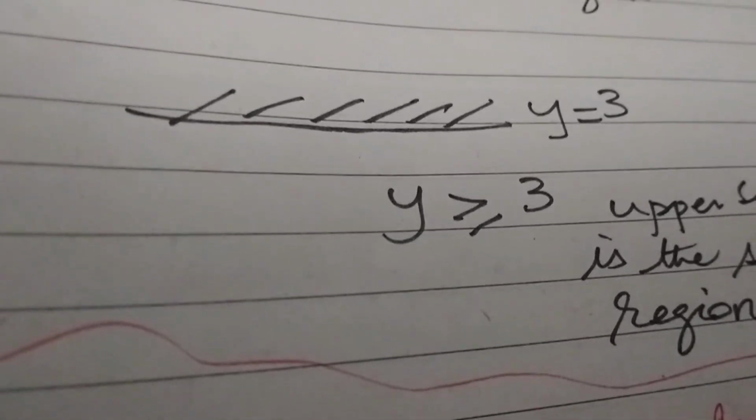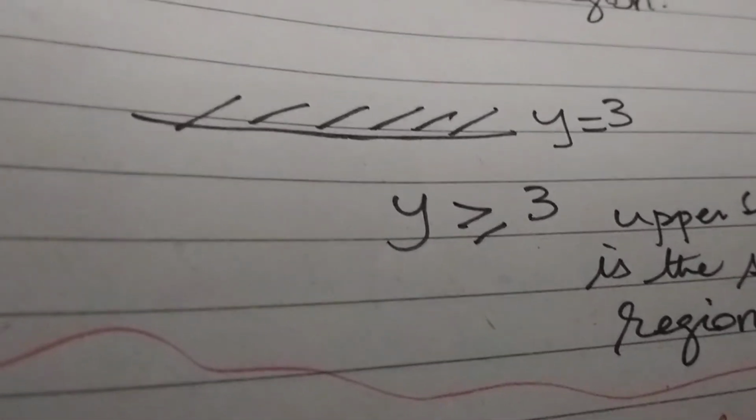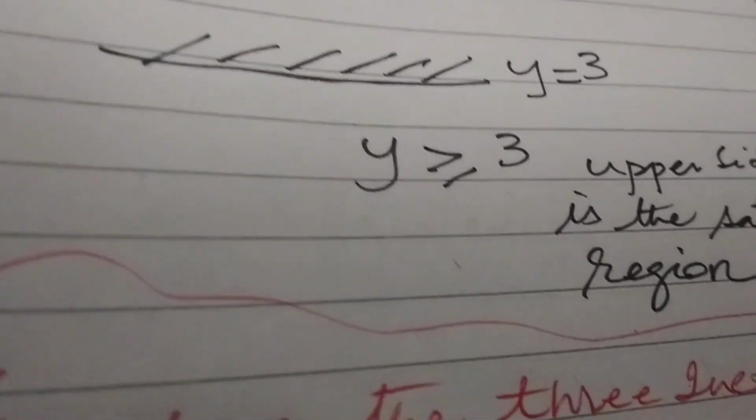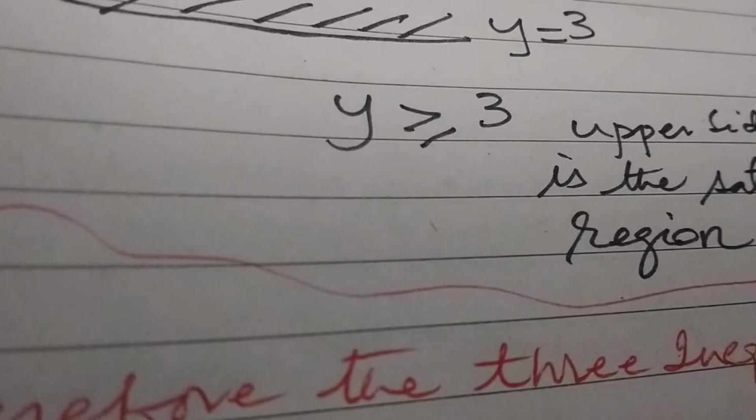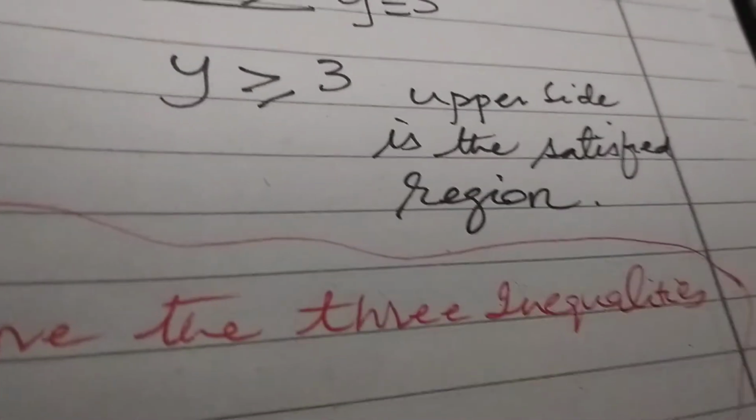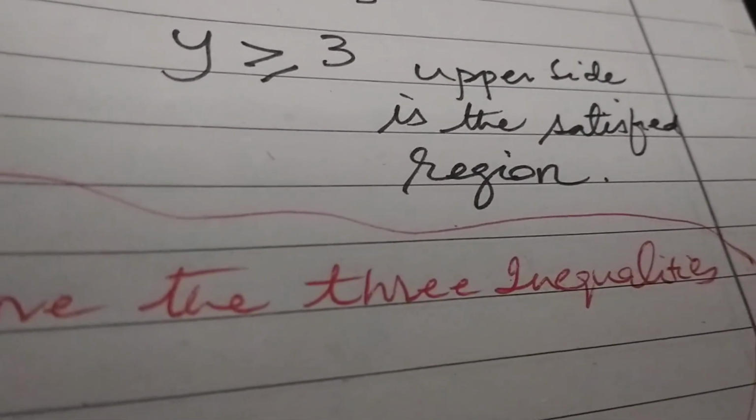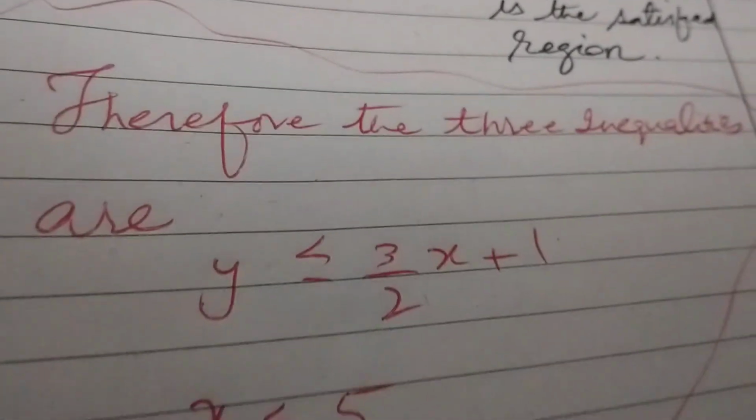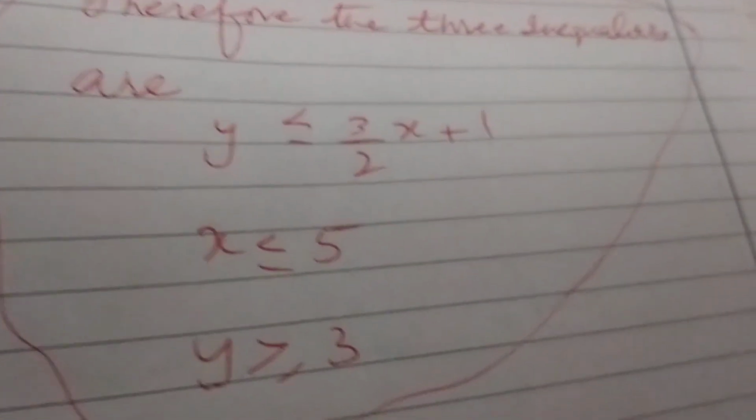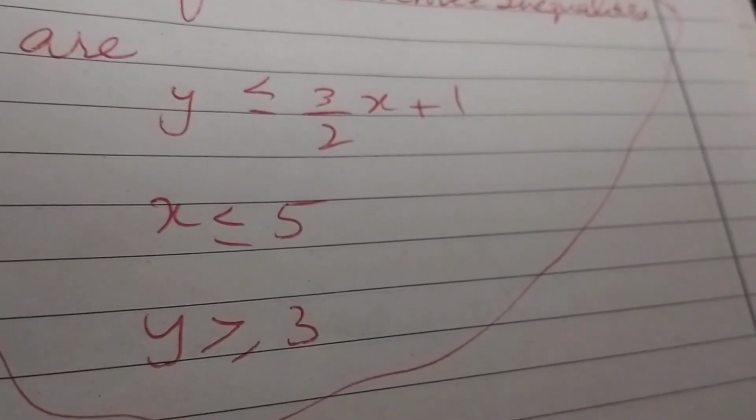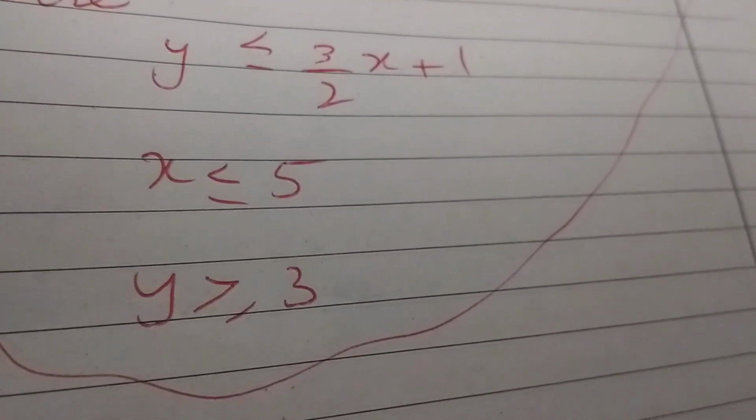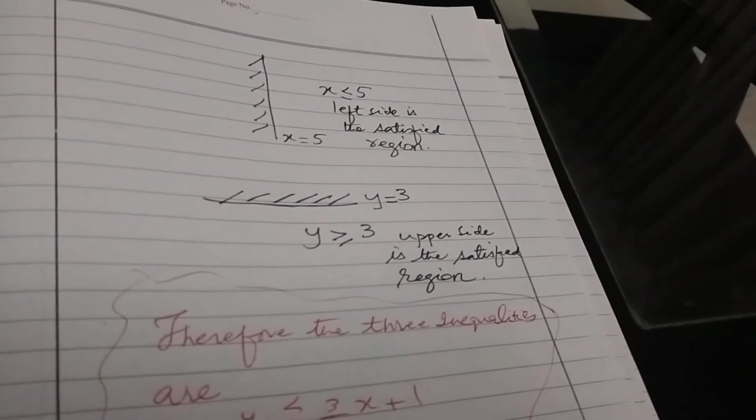And the third one, the upper side is shaded, so it means that all the values which are greater than y equals 3 will be part of your solution. So we say y is greater than or equal to 3. The upper side is the satisfied region, which includes all the values of y which are greater than 3. Therefore, the three inequalities are y is less than or equal to 3 upon 2 x plus 1, x is less than or equal to 5, and y is greater than or equal to 3. This is your complete solution.